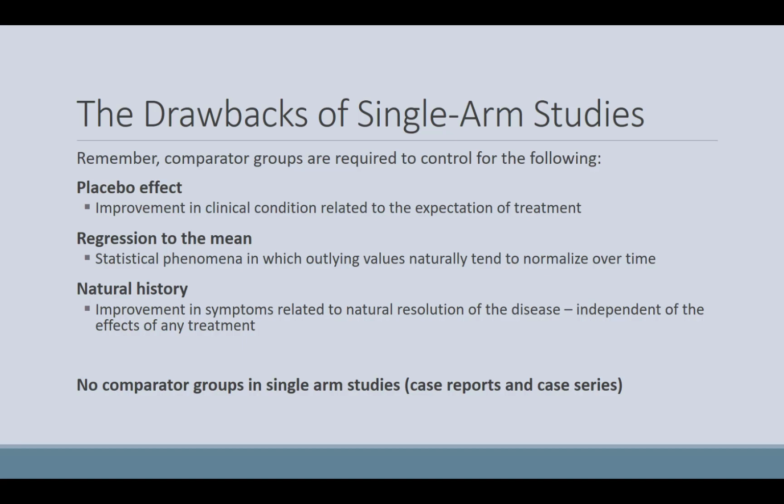Without a comparator group, we don't know if the patients are improving just because of the placebo effect. There's also regression to the mean, in which you have very outlying values that tend to normalize over time. Again, if you don't have a comparator group, it's hard to tell that this isn't regression to the mean if the patient improves spontaneously. Then there's the natural history, which is just improvement of symptoms related to the natural resolution of the disease, not dependent on the effects of any treatment. The patient was going to be cured anyways. In addition to all of these problems of single-arm studies, case reports have the additional drawback of only having a single patient, and in many case series, it's limited to 2 or 3 patients. So again, in single-arm studies like case reports and case series, there are no comparator groups, so we need to be very cautious about these alternative explanations.